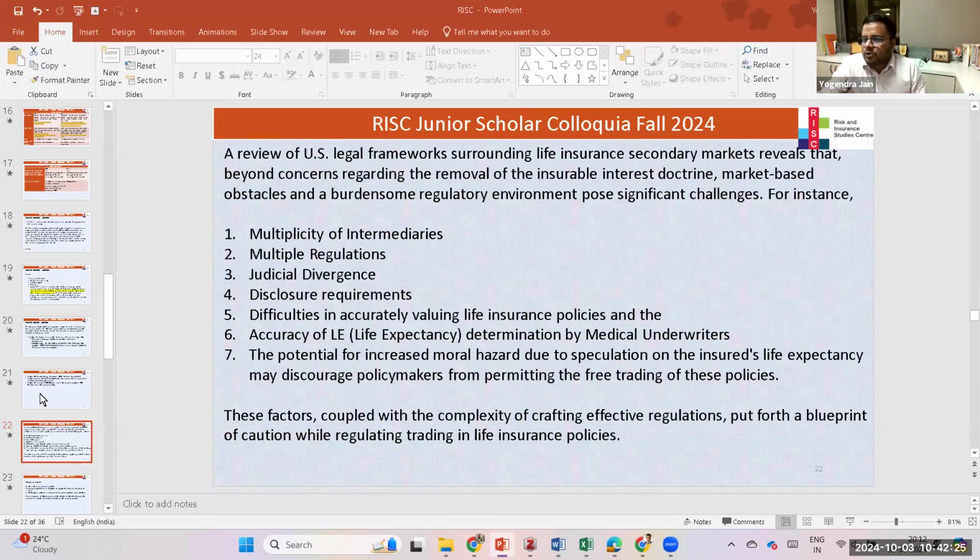Because this is what happens in the life insurance market. You buy life insurance, at least in India, on the basis of the trust that you have in your agent. You're not an expert in it. So this should not be done.